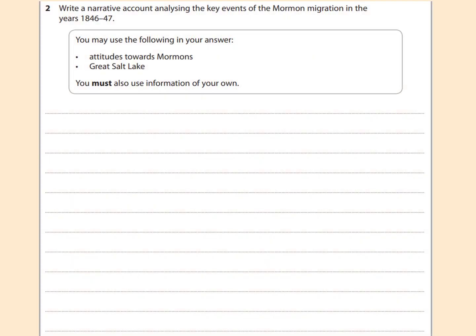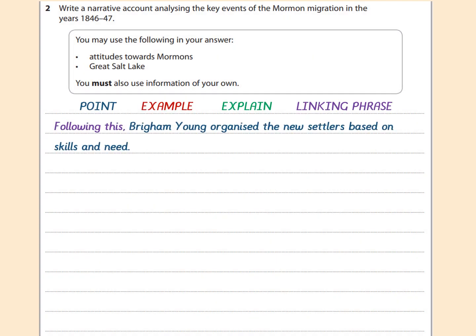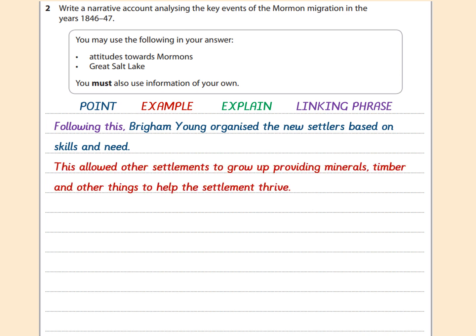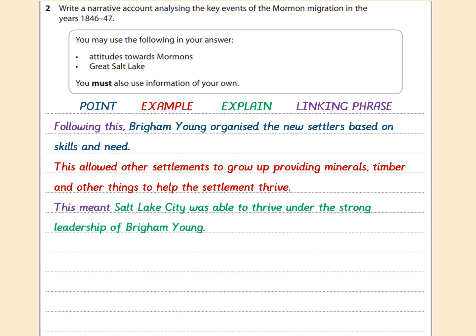But what if I hadn't done quite so well? Following this, Brigham Young organised the new settlers based on skills and need. This allowed other settlements to grow up providing minerals, timber and other things to help the settlement thrive. This meant Salt Lake City was able to thrive under the strong leadership of Brigham Young.